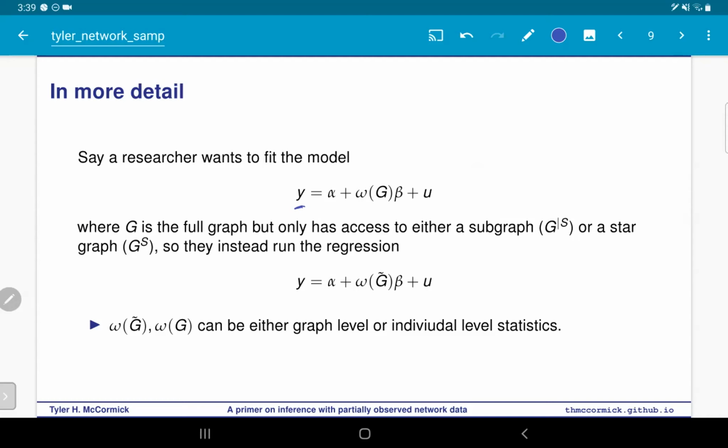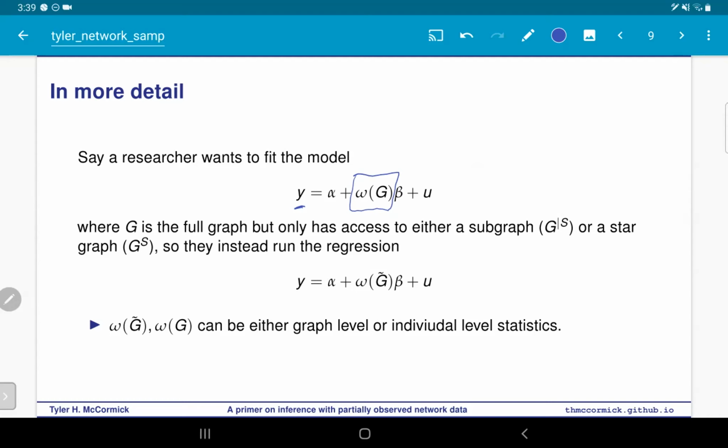The predictor function that we're interested in has a statistic on the graph. So we have a graph G here, the full graph G, and this omega represents some statistic. Maybe it's a clustering coefficient, a triangle count, or an average degree. It represents some statistic on the graph, and I'd like to model the outcome y as a function of that statistic.